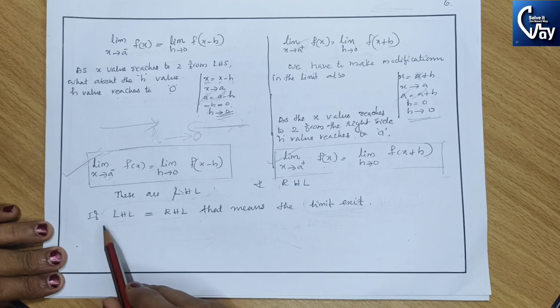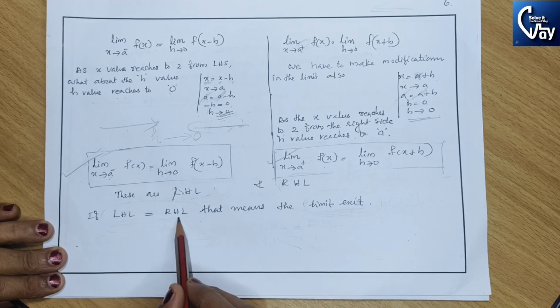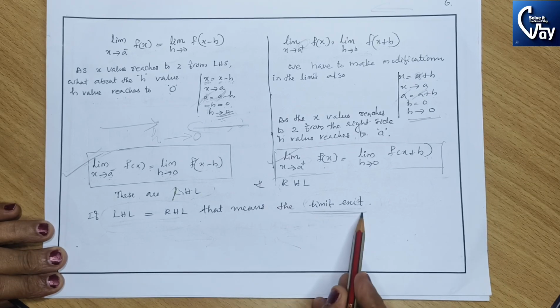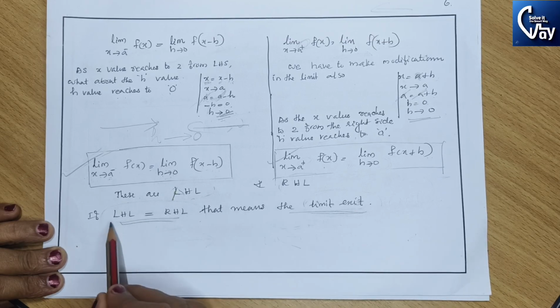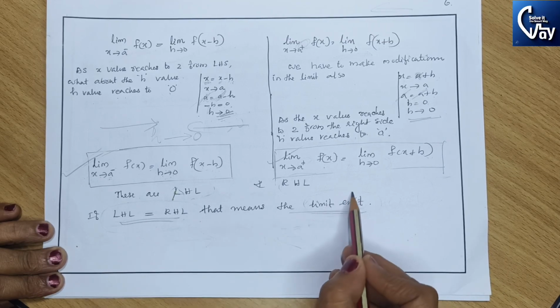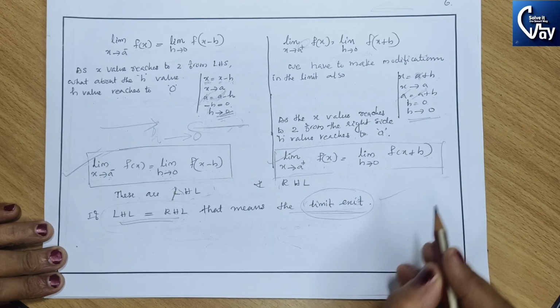Similarly here also, if the left hand limit is equal to the right hand limit, that means the limit exists. Then only we say that the limit exists. If LHS is equal to RHS, that means the limit exists.